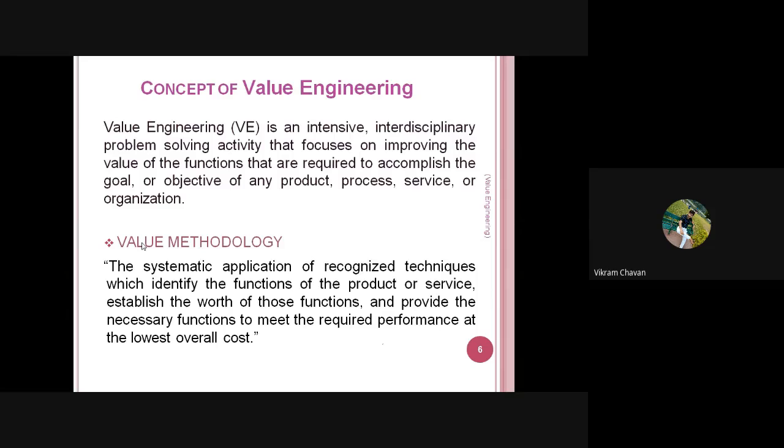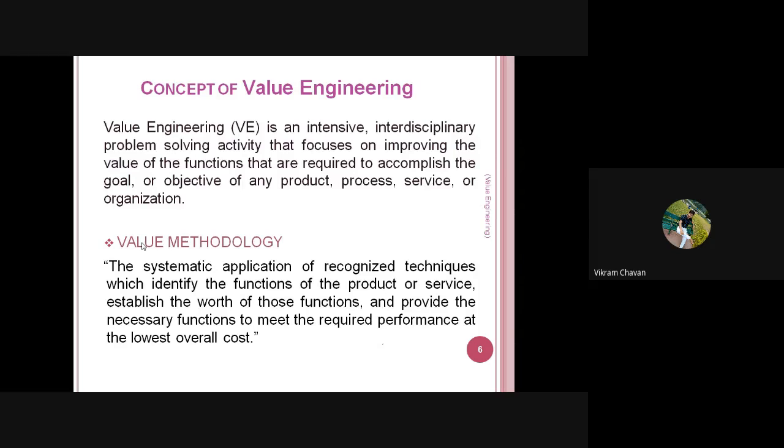Okay, there are two methods, or we are dealing with two words. One is value analysis and another one is value engineering. Value analysis is related to reducing the price of the product, whereas value engineering tries to put up the required functions in the product with minimum price or suitable price. So that is the concept of value engineering.